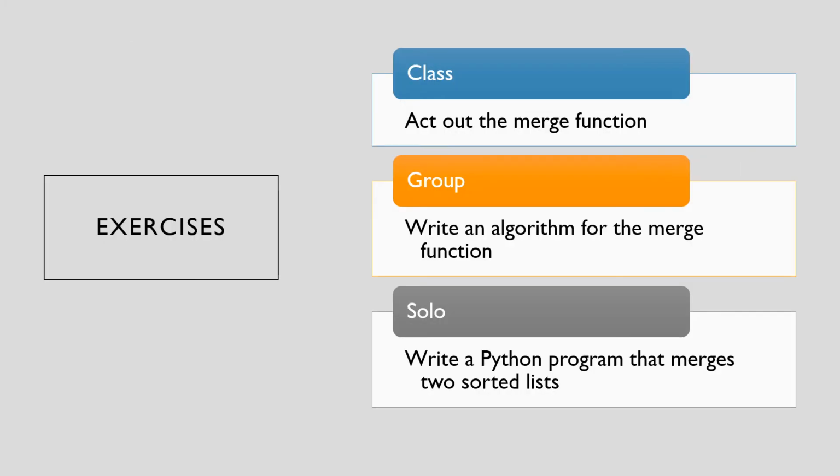If you're with me in the class, we'll act this out so that it's quite a fun way of seeing how it works. You can also write an algorithm for the merge function. Remember the steps that I have already described. If you don't remember them, you can rewind and have a look at that slide. And if you're ready to go solo, you can try writing a Python program that merges those two lists that I've just shown you. However far you want to take this, pause the video and go and have a go at that now. I'll show you the Python program on the next slide.